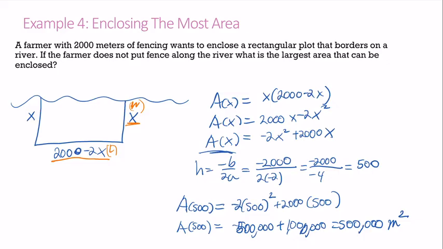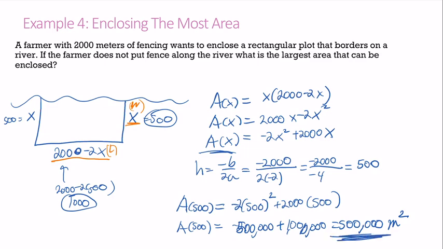And that would be when my x is 500. So then this side would be 2,000 minus 2 times 500. So that'd be 1,000. So it'd be 500 by 1,000, which gives me 500,000 meters squared.